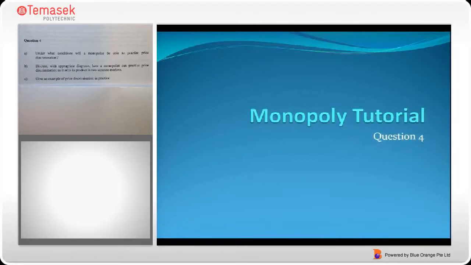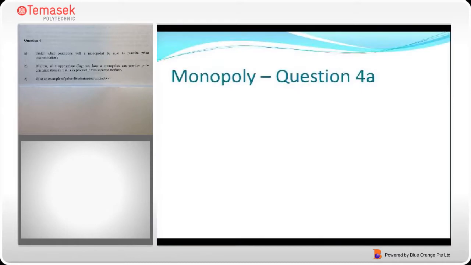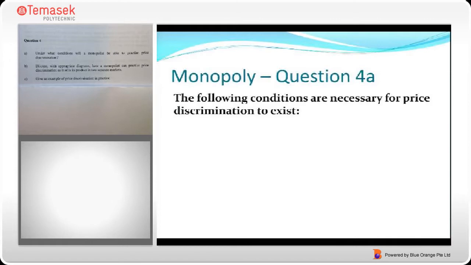Now I'll be going through Monopoly tutorial question 4. Under question 4a it asks, under what conditions will a monopolist be able to practice price discrimination? And the answer can be found in your notes. So the following conditions are necessary for price discrimination to exist.